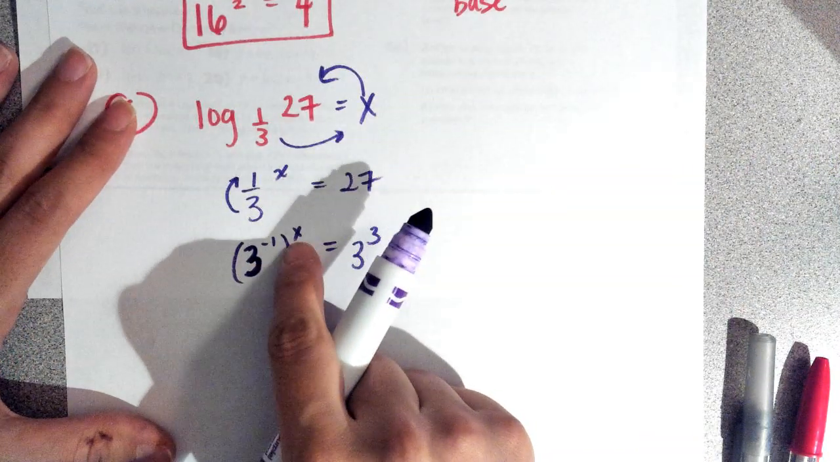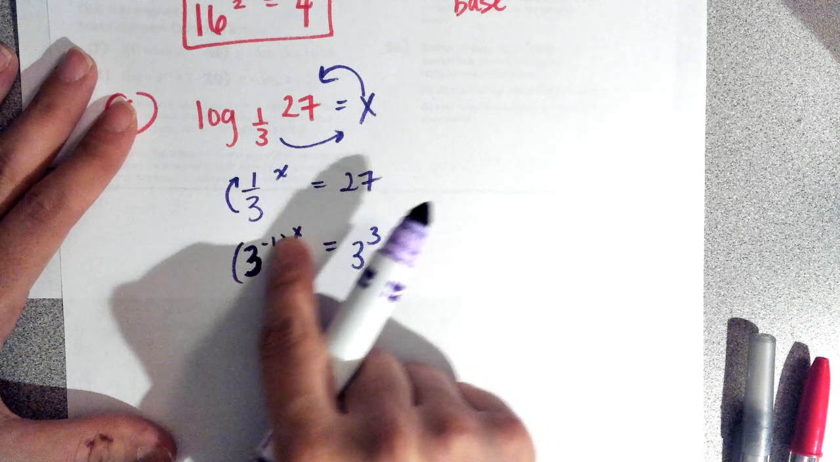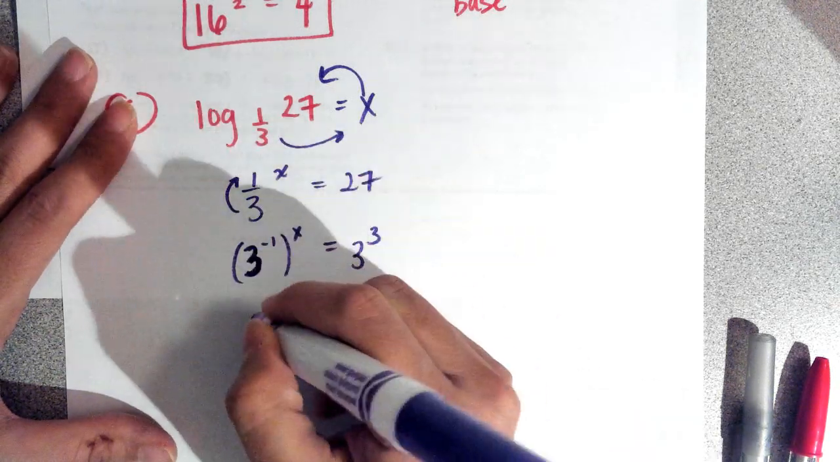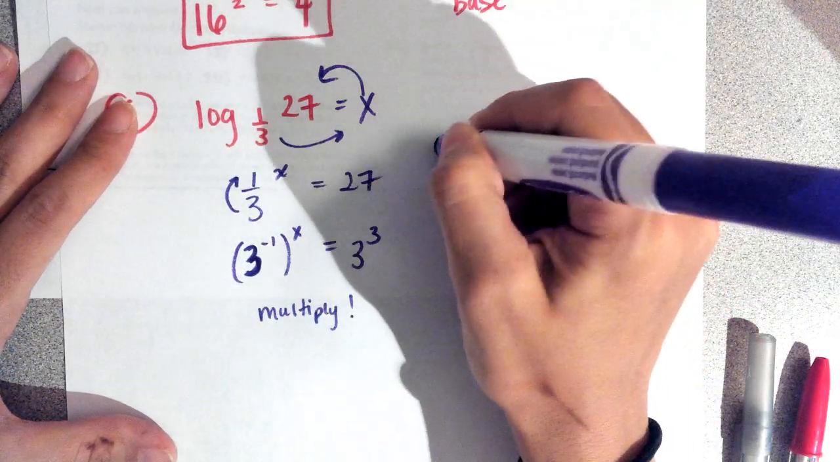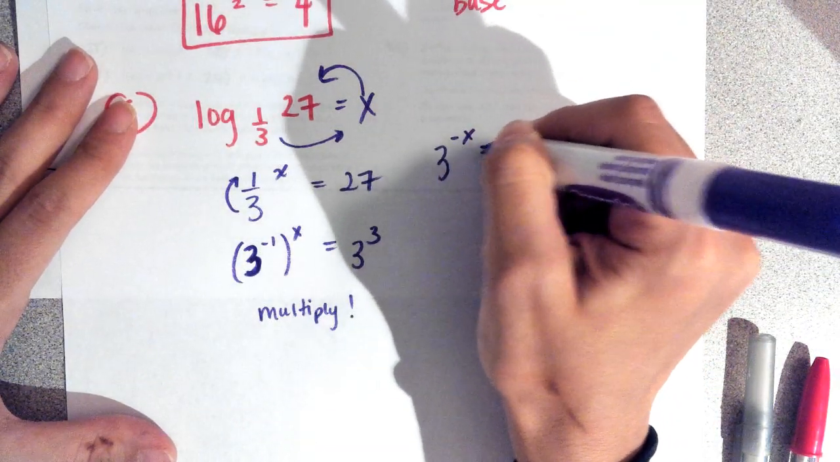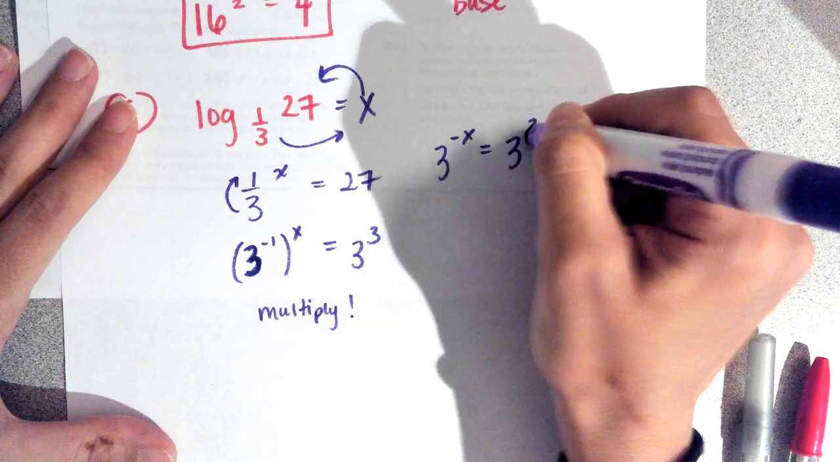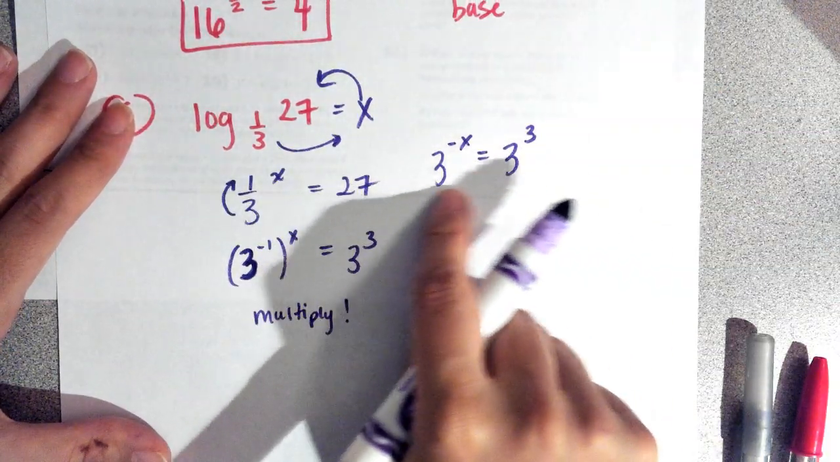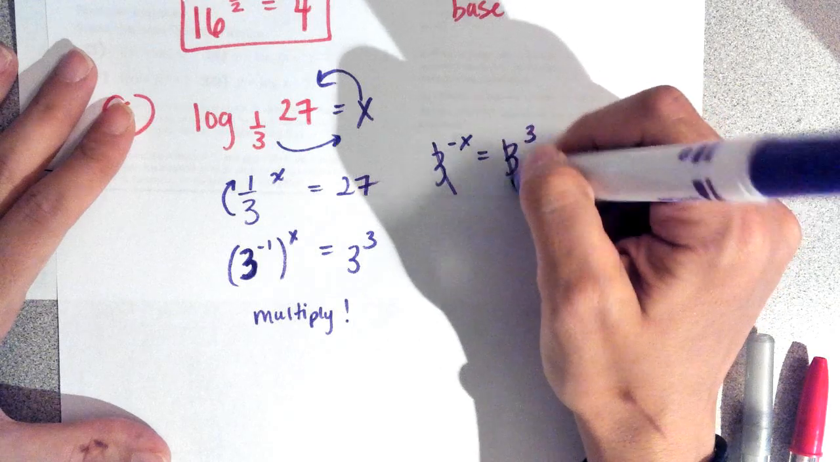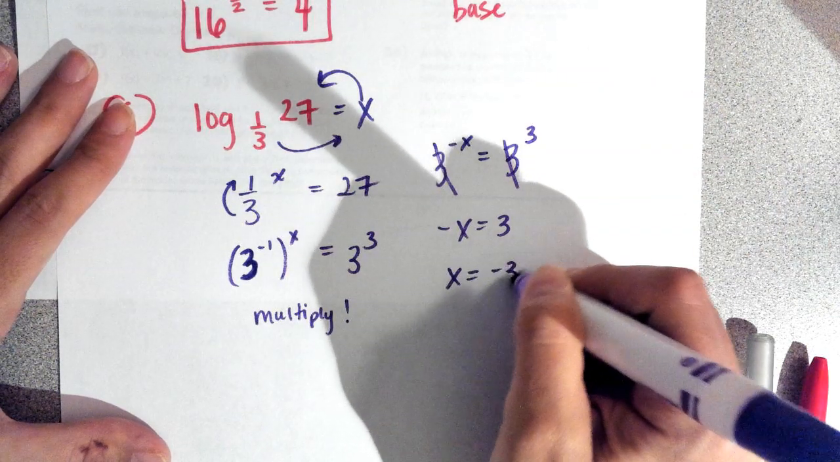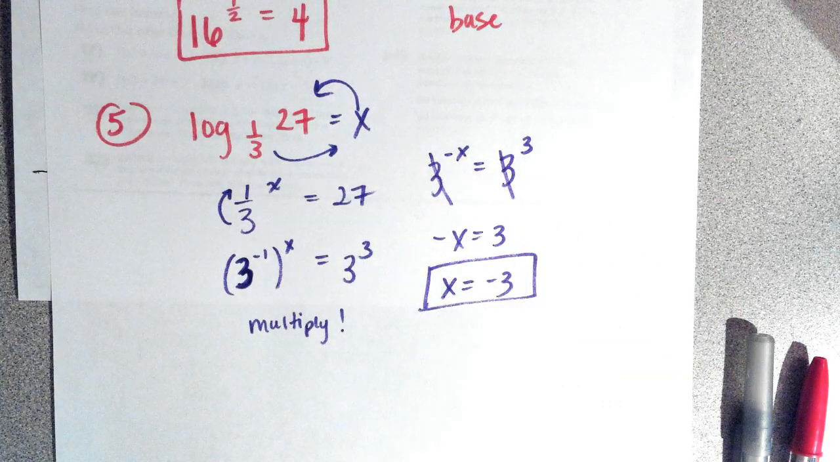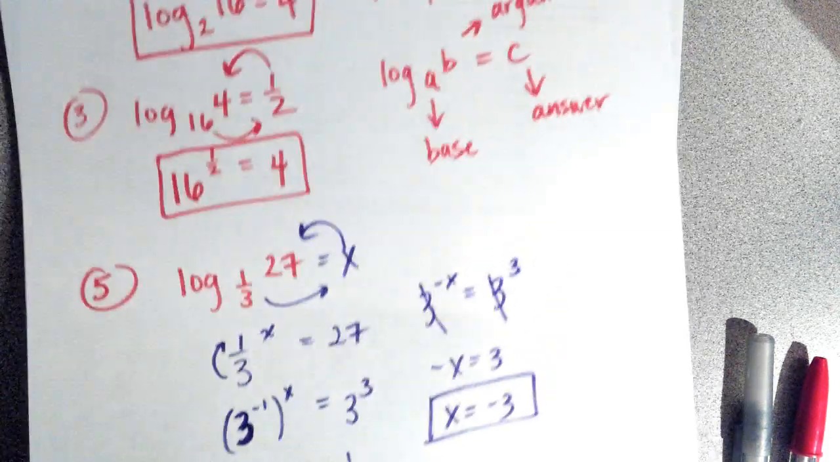Now, power to a power rule. When you have these staggering, staircase-looking exponents, you multiply them. So you get 3 to the negative x equals 3 to the 3rd. So now that I've isolated the exponential function, I'm going to cancel the 3's. You get negative x equals 3, x equals negative 3 to get x by itself. And that is your answer. Alright, so that was number 5.